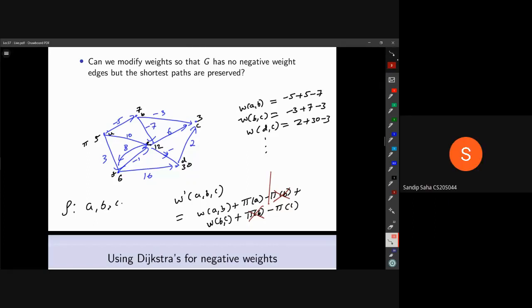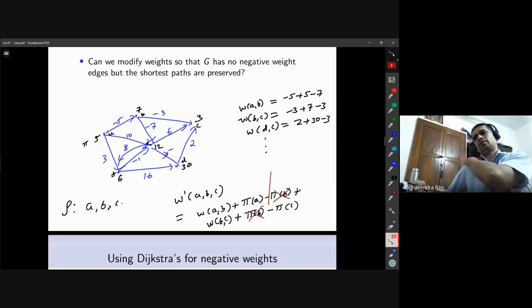Sir, can we take pi as the maximum negative edge? I mean, pi of a vertex is equal to the maximum negative edge present in the graph. Okay, so for every vertex it's the same value. Yes, sir. And then it won't make any difference, right? It will be like adding a 0. Okay.